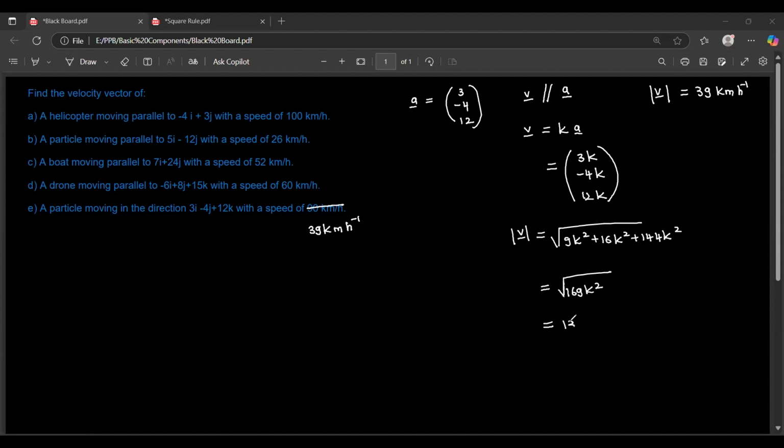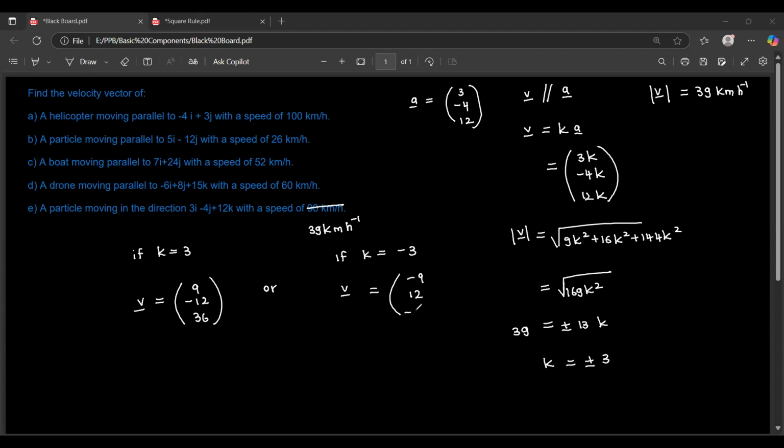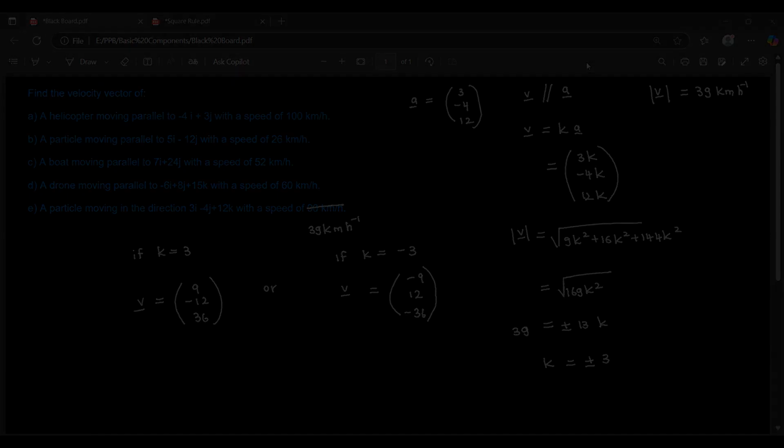So that is equals to 13K, obviously plus or minus 13K, and that is given as 39 kilometers per hour. So K is equals to plus or minus 3. So V is equals to 9, minus 12, 36 if K equals to 3, or if K is equals to minus 3, V is equals to minus 9, 12, minus 36 in kilometers per hour, obviously. That's it. This is how you do these types of questions without any trouble.